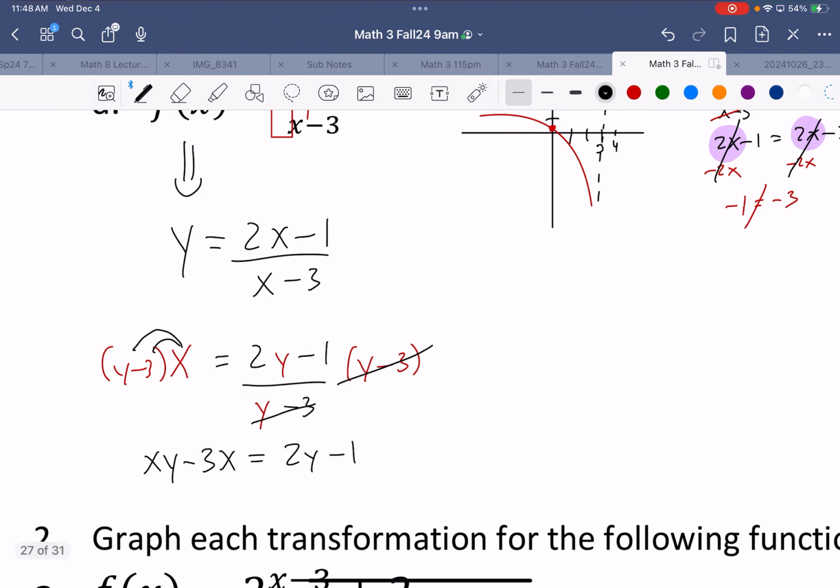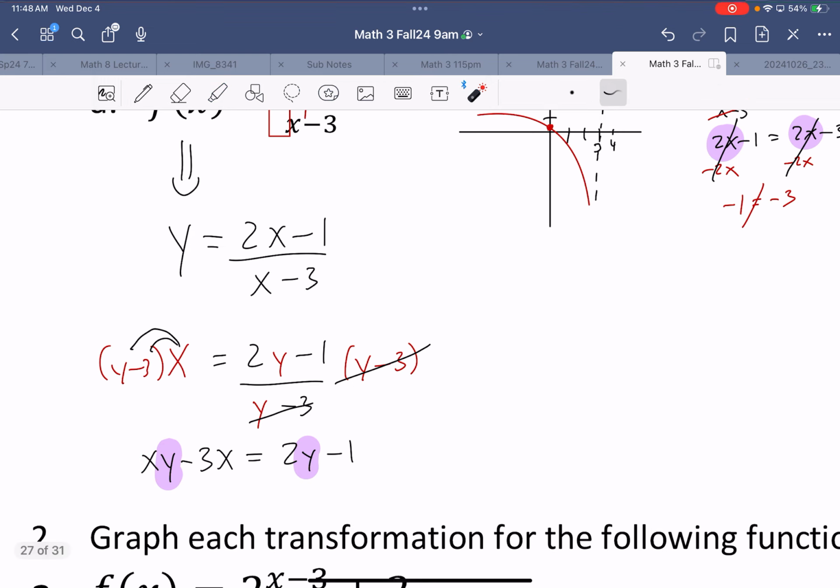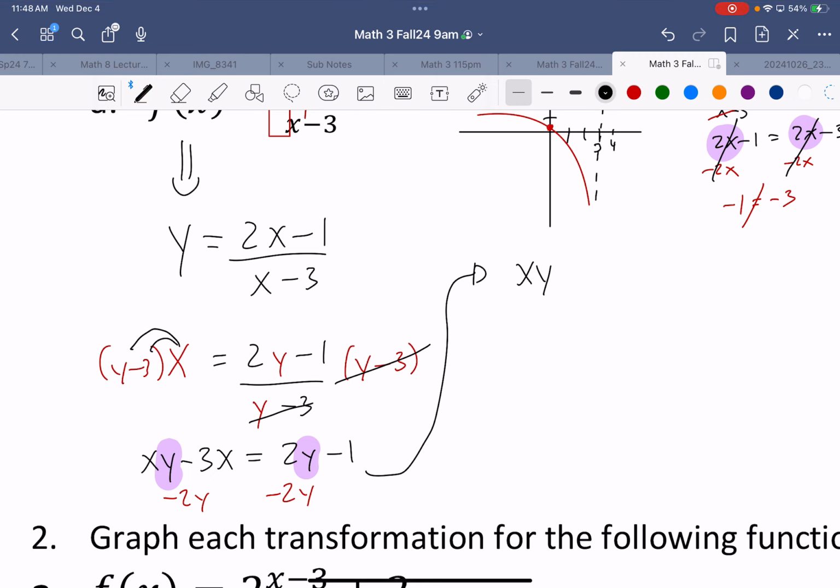Now, I need to get my y's on the same side. It doesn't matter if you want them on the left or on the right. I know there's an x here, but I'm only worried about the y. Just treat that x like it was some other coefficient. So I'm going to subtract 2y from both sides. That's going to make it xy minus 2y. And if you want, either at the same time or in two separate steps, you can then add the 3x to both sides.